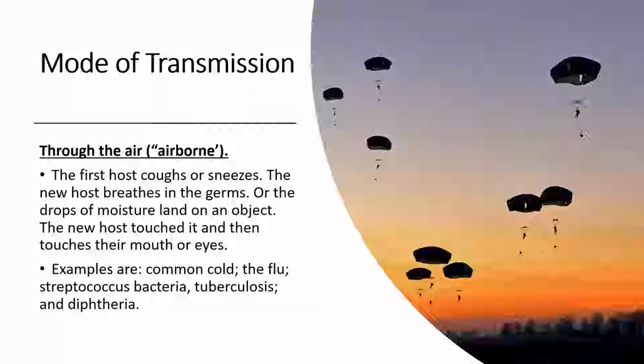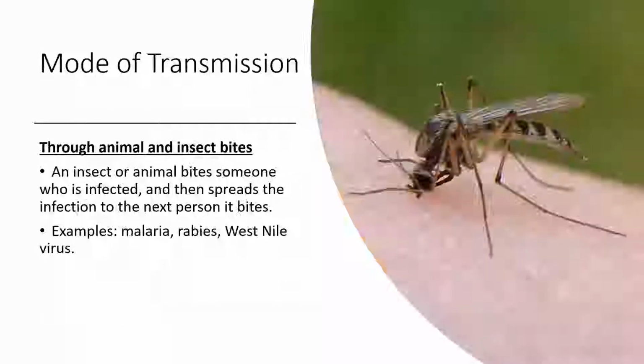First, we have through the air, or what we call airborne. The first host coughs or sneezes. The new host breathes in the germs, or the drops of moisture land on an object, and then the new host touches it and then touches their mouth or eyes. Examples are common cold, the flu, Streptococcus bacteria, tuberculosis, and diphtheria.